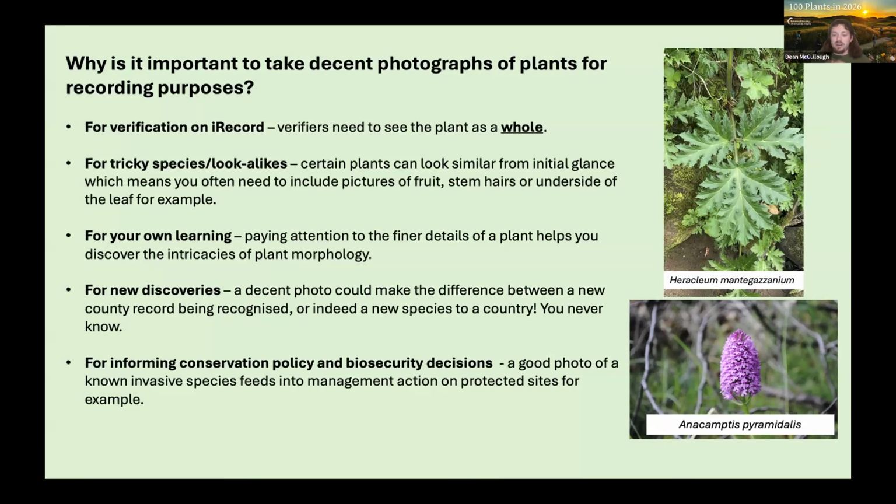So two pictures, very random examples. You've got giant hogweed, as you can probably recognize at the top, which is a known invasive species, so you might find that in an area that had previously not been recorded. And then the beautiful orchid underneath is Anacamptis pyramidalis, which is the pyramidal orchid, just to illustrate that you might come across this and it could be new to your vice county, for example.